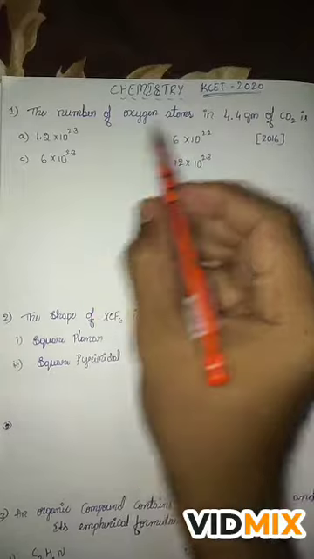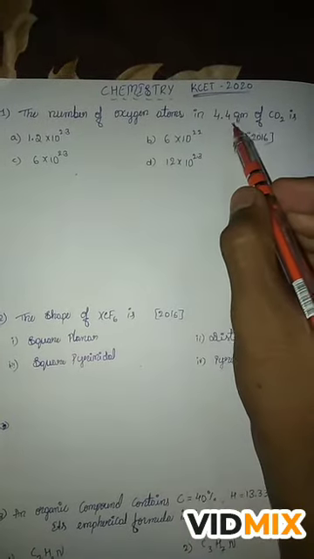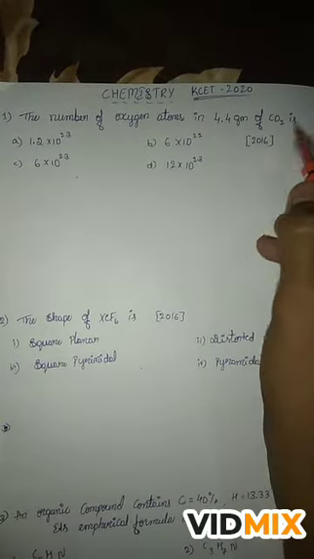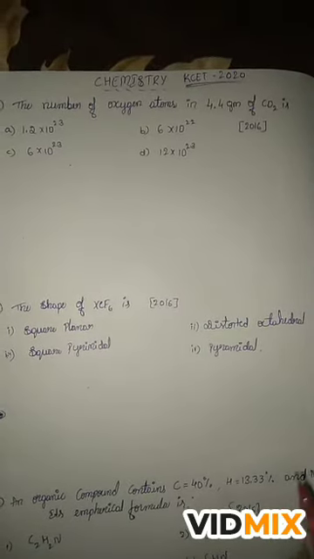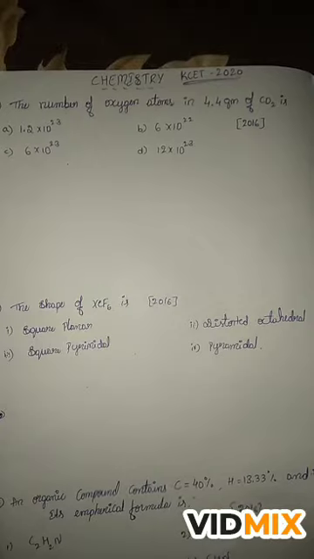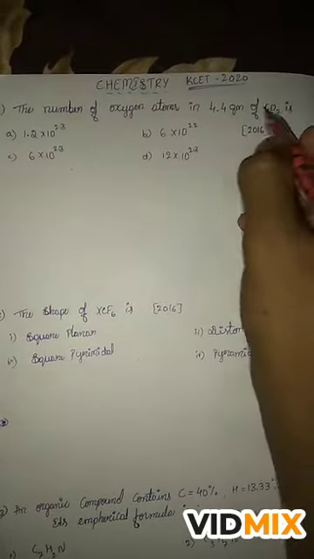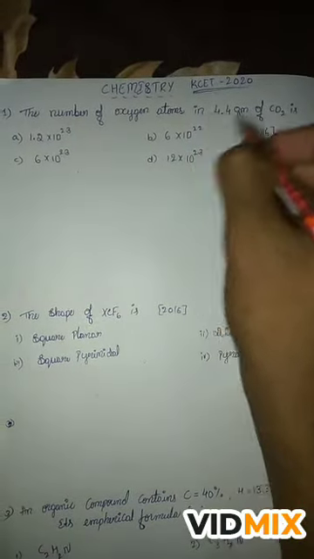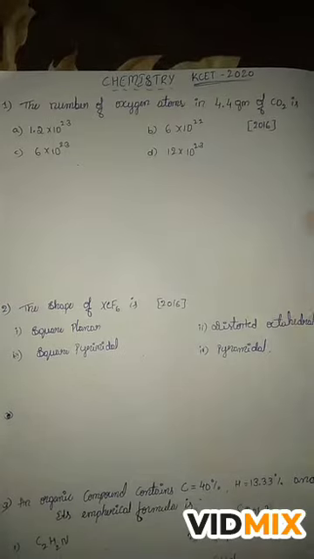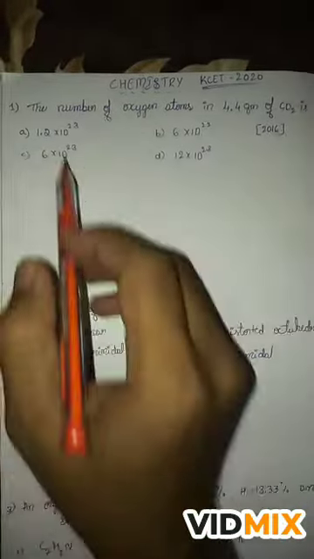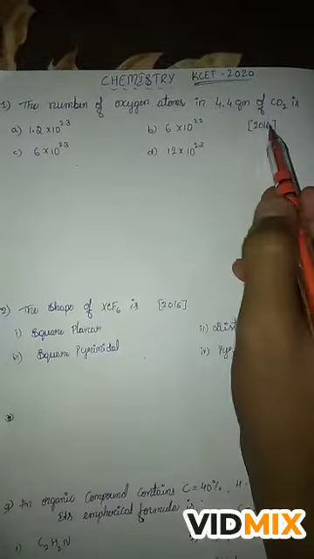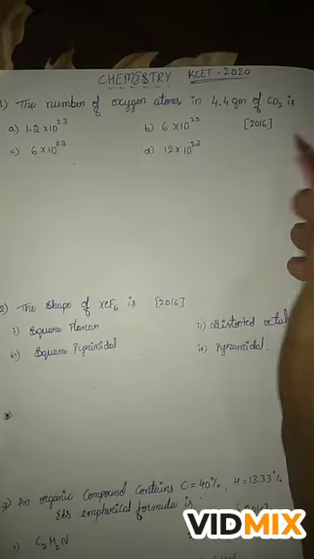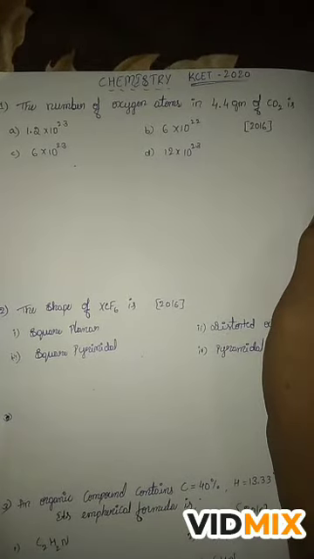The number of oxygen atoms in 4.4 gram of carbon dioxide is. This question was asked in 2016, and in the 2015 paper he asked with some values changed. The options given are: a) 1.2 into 10 raised to 23, b) 1.6 into 10 power 22, c) 1.6 into 10 power 23, and d) 1.2 into 10 power 22.